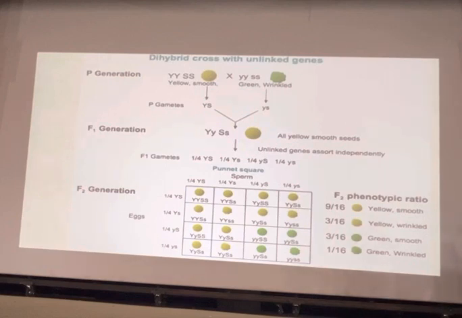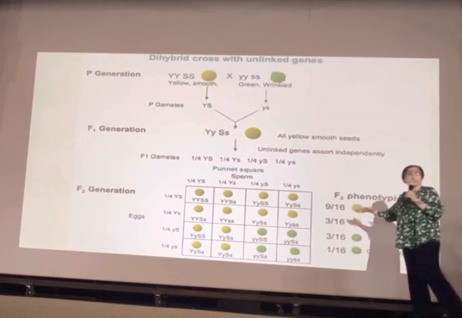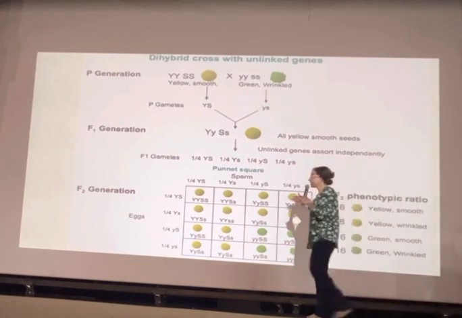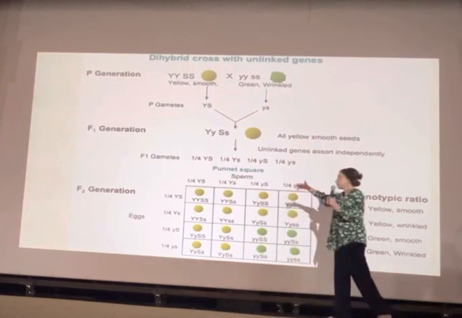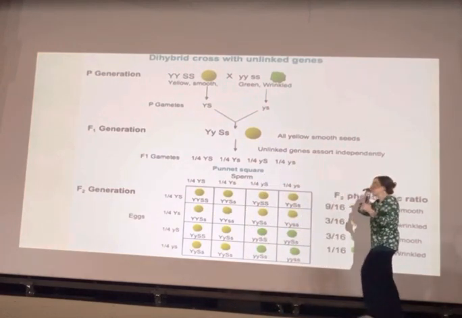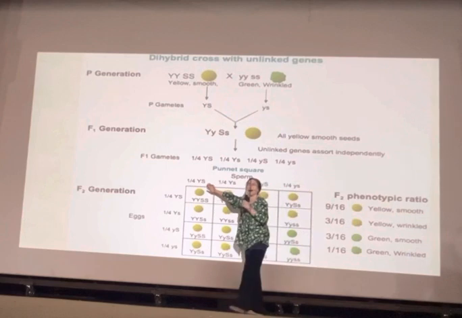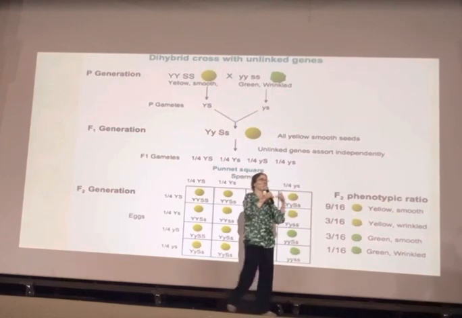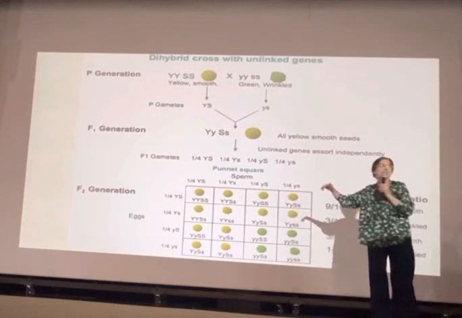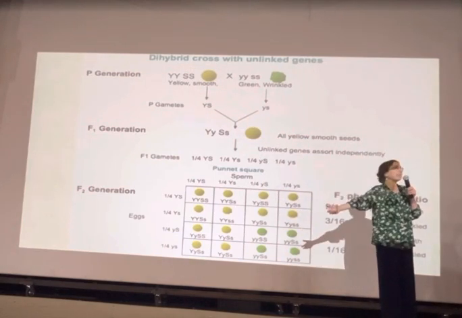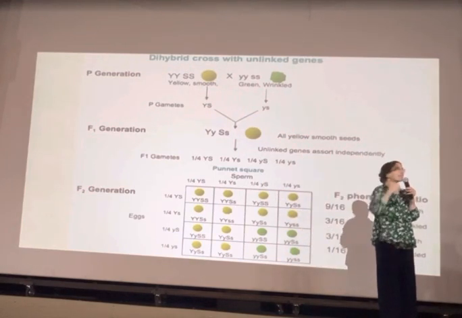So when you do the crossing, and this is Mendel's experiment, you do the crossing between the two, and you have all those gametes. The gametes could be Y capital and S capital and all the other possibilities. With the other plant that you're crossing with, it is the same.